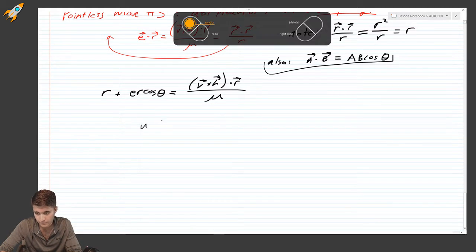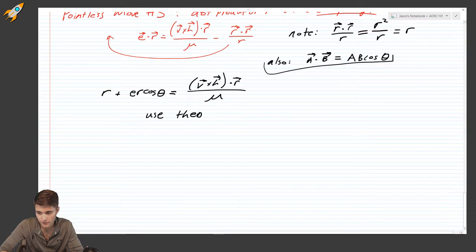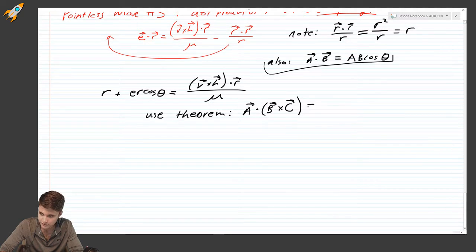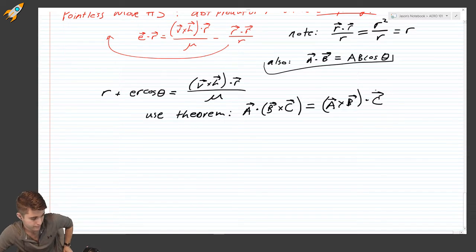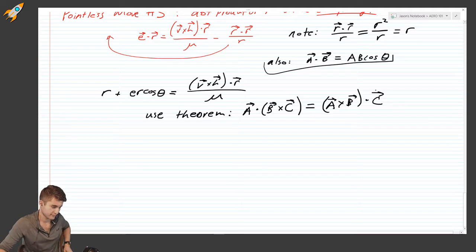And then we're going to use another vector theorem. Use this theorem right here. And the theorem is this. Vector A dotted with the cross product quantity of B cross C is actually just equal to the quantity of A cross B dot producted with C. Or take the dot product of that quantity with C. Those are equal to each other.